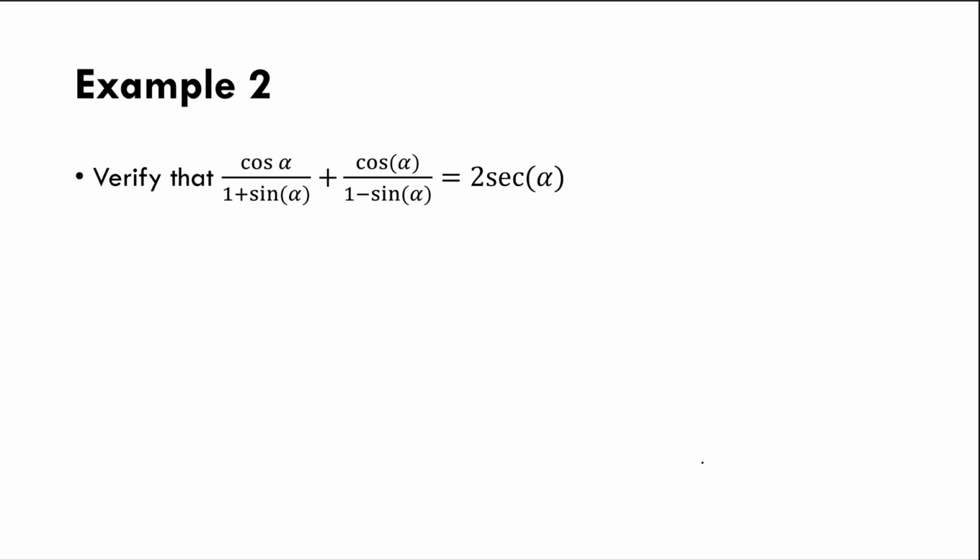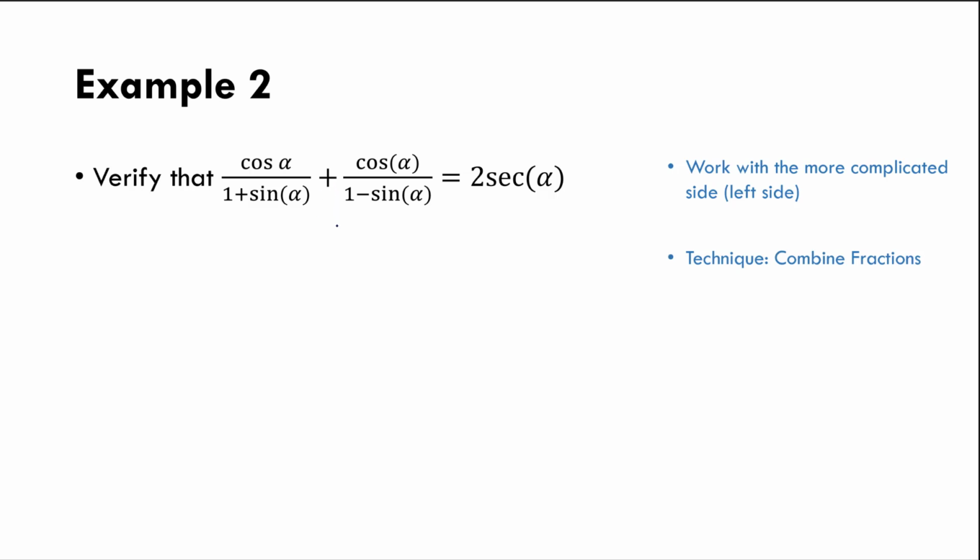If I'm asked to verify that cosine of alpha over 1 plus sine of alpha plus cosine alpha over 1 minus sine of alpha is equal to 2 secant alpha, again I'm going to identify which side is more complicated, and we're going to attack that one first. Our left-hand side is our more complicated side, so we're going to work with this one over here. And the technique we're going to use here is to combine our fractions.